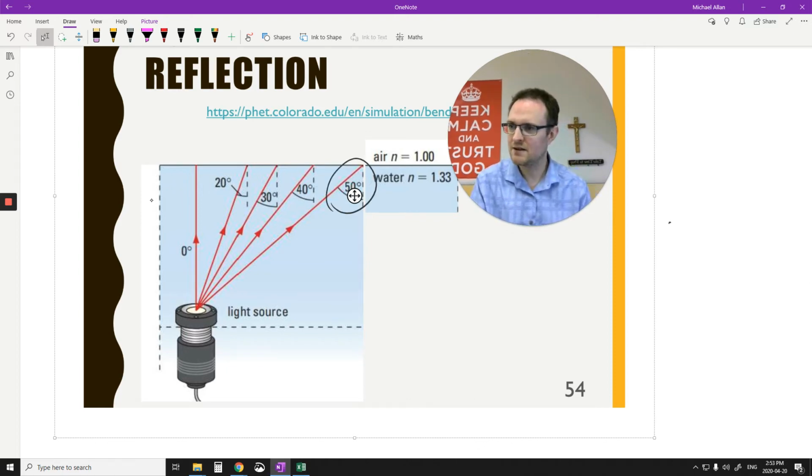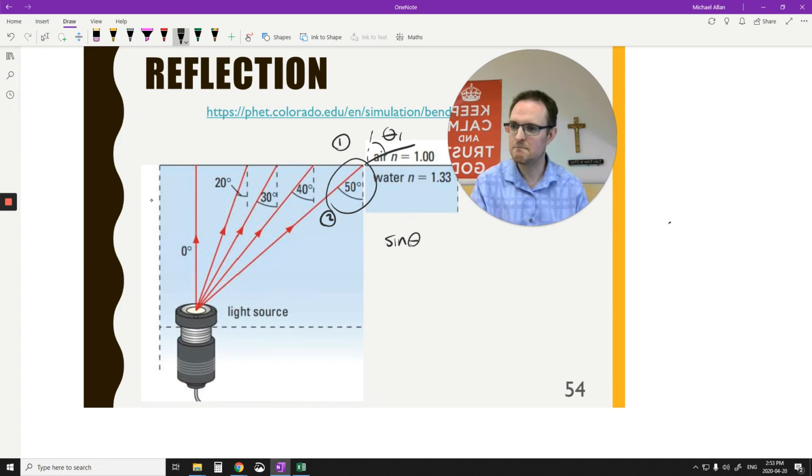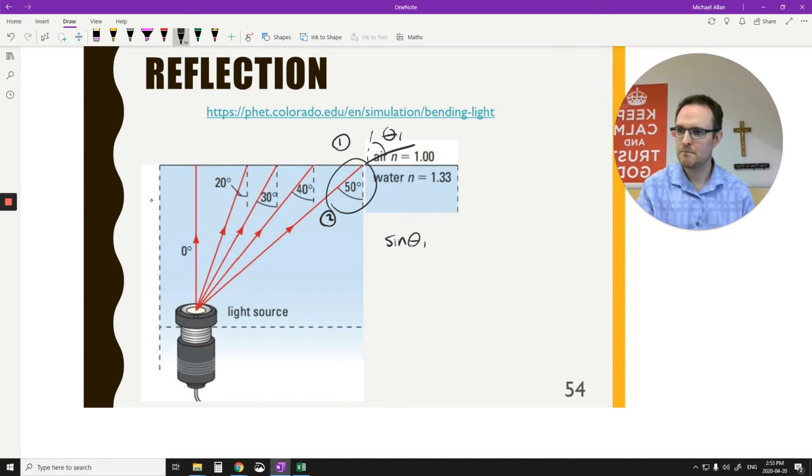Okay, so I want to find this. Let's call this out here 1. Let's call this down here 2. I want to find theta 1. So I'm going to go sine theta 1, divided by sine 50. Okay, that's 1, 2, and then 2 is on the top here. So 1.33 on the top. And then the bottom will be N1. So this is N1 right here. So this is 1.00. Okay.